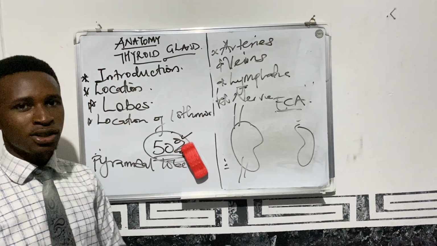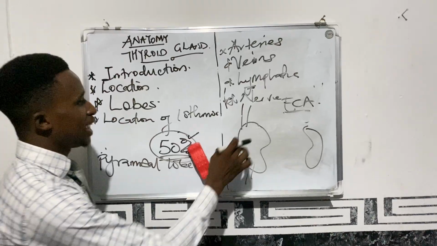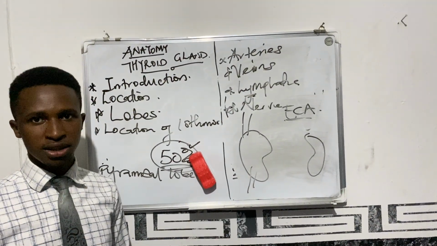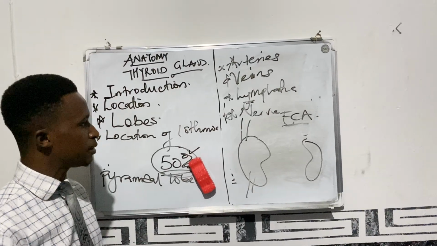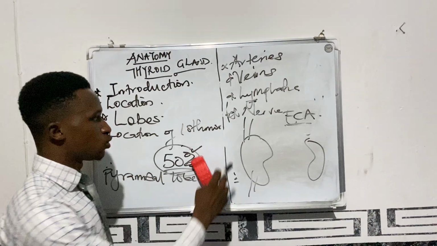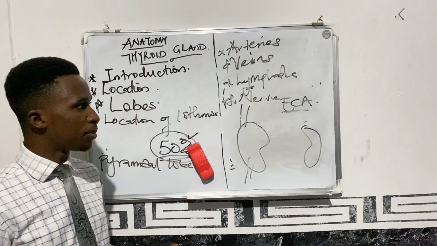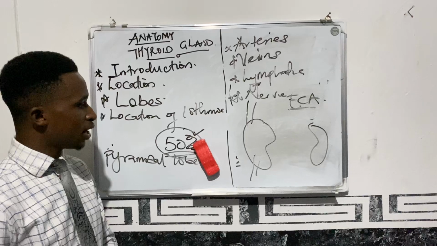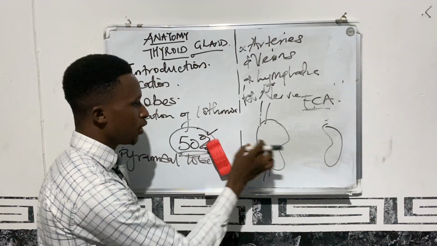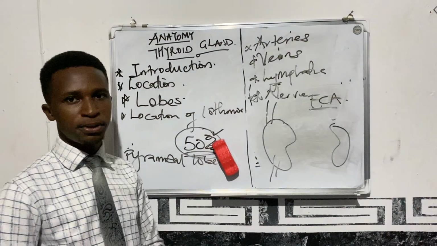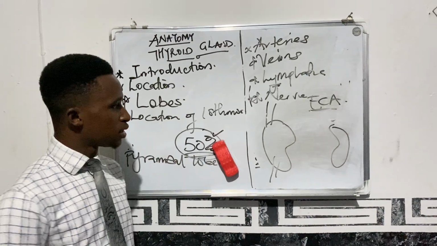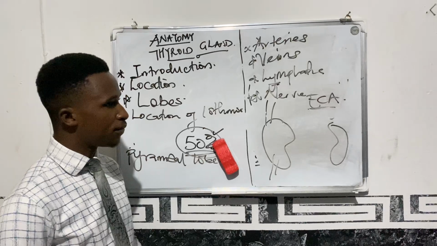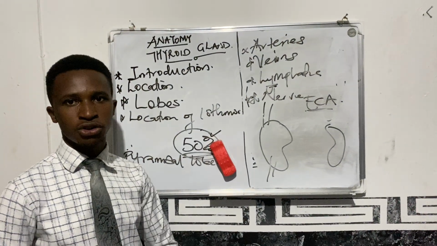The superior thyroid artery supplies the anterior aspect and the posterior aspect of the thyroid gland. So the anterior and posterior aspect of the thyroid gland is supplied by the superior thyroid artery, which is a branch of what? External carotid artery. The inferior thyroid artery supplies the inferior aspect and the posterior aspect of the thyroid gland. The inferior thyroid artery is a branch of what we refer to as the thyrocervical trunk.